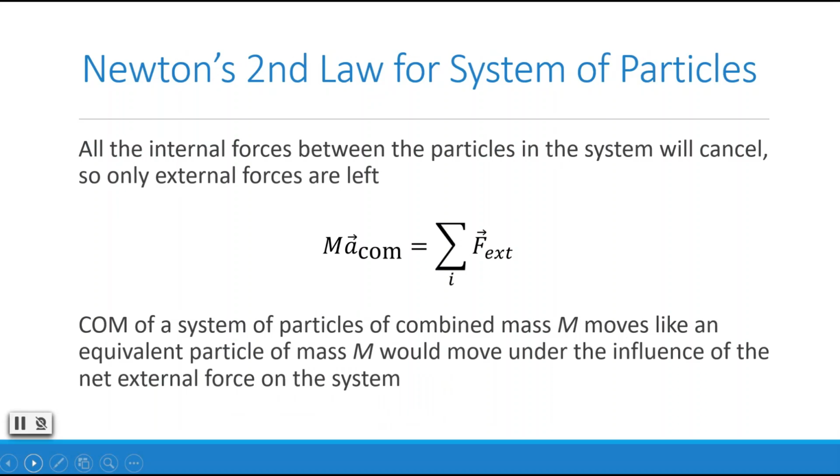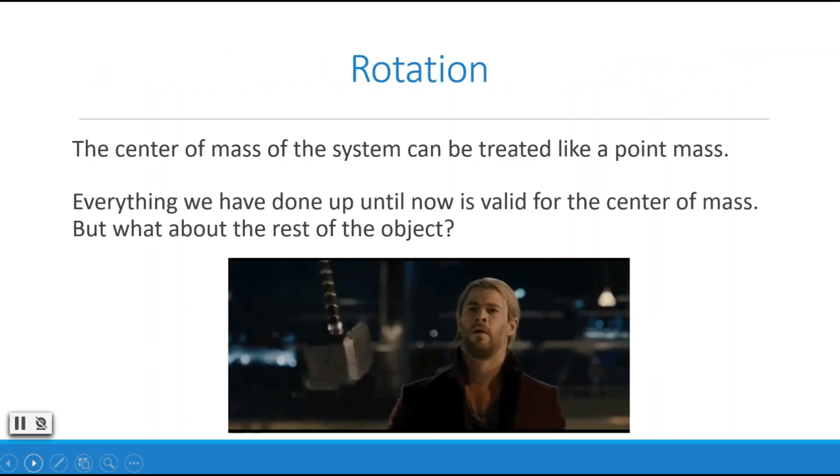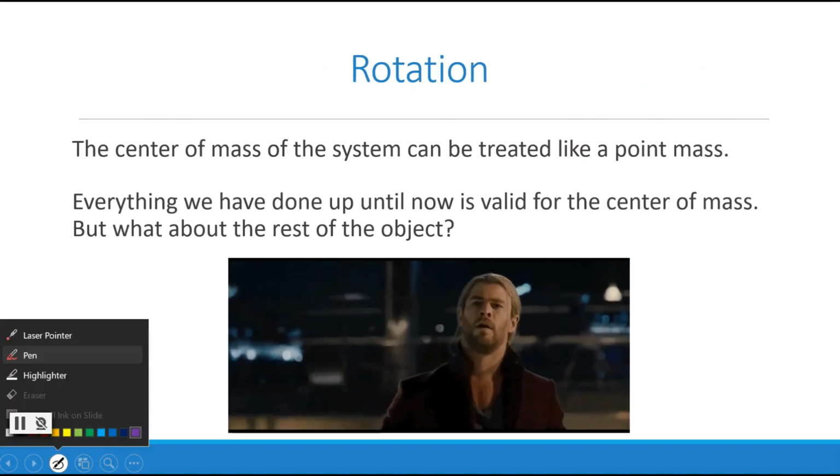So the external force on the system moves basically like a whole object, assuming that all the internal forces and so forth are going to cancel out. So we really only have to look at the forces that are external to the system. So this comes into play.